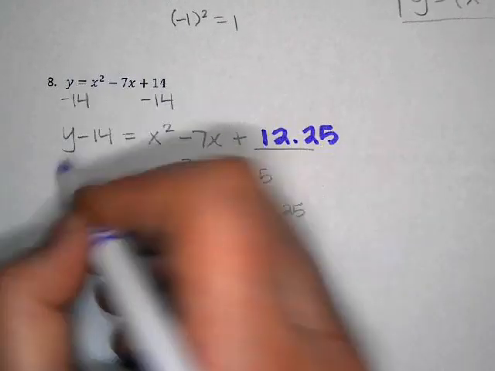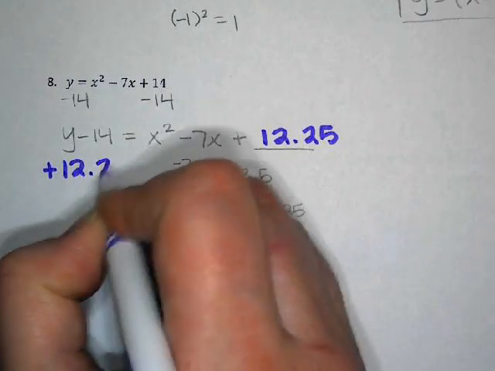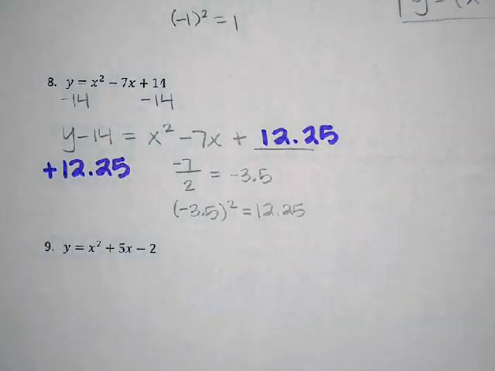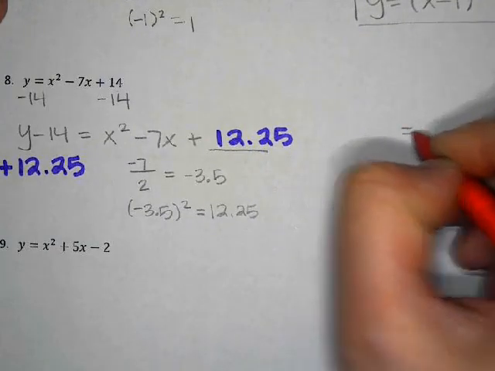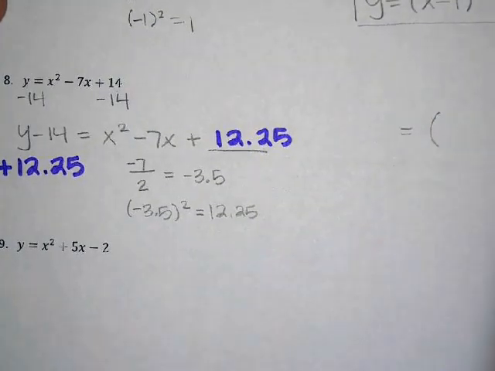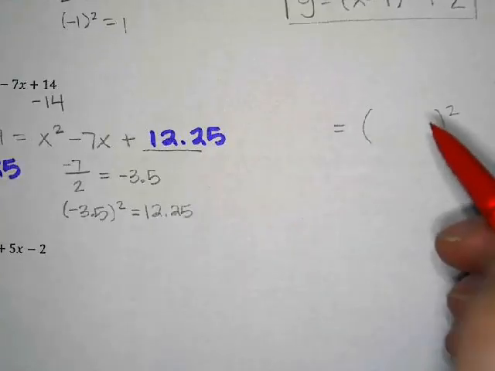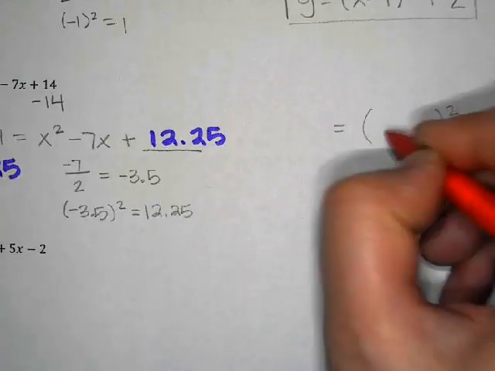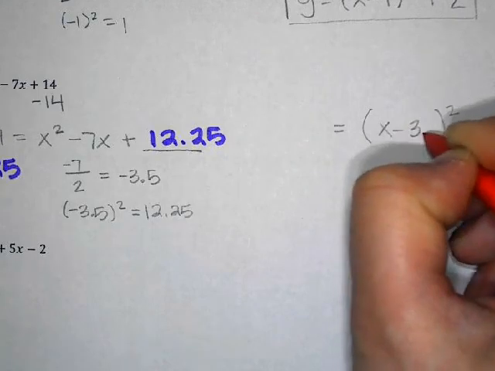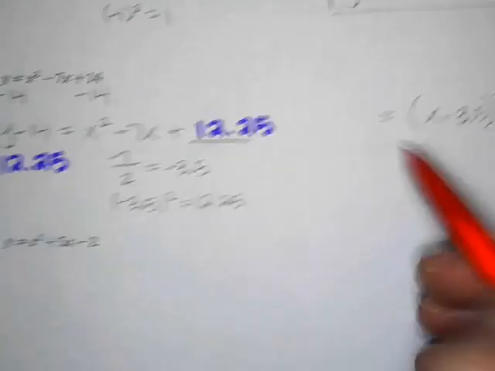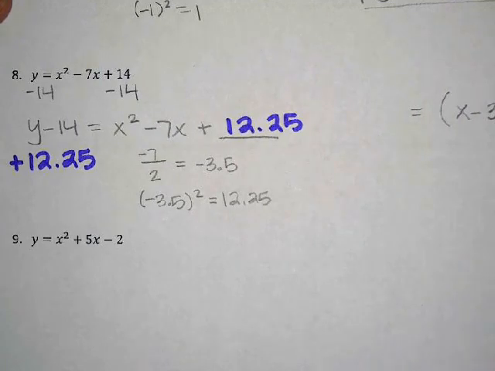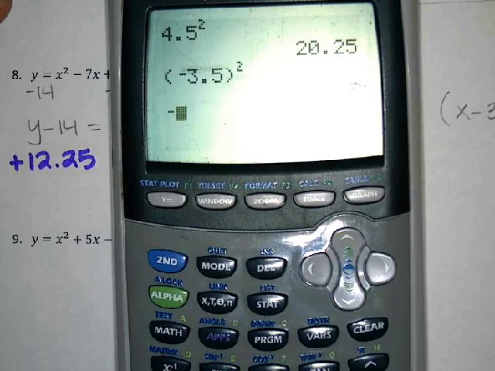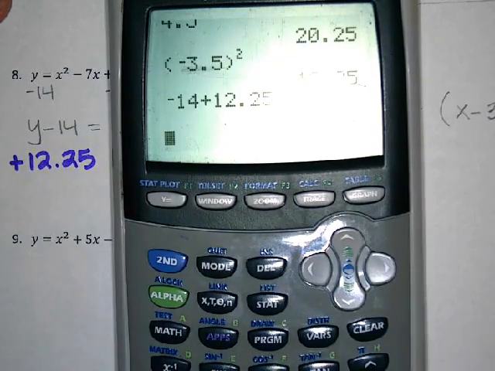Okay? So now, on the right side, I have some parentheses. And what goes in my parentheses? x minus 3.5, okay? And then what goes over here? -14 plus 12.25. Yeah, I can't do that in my head. -1.75. y minus 1.75. Okay.